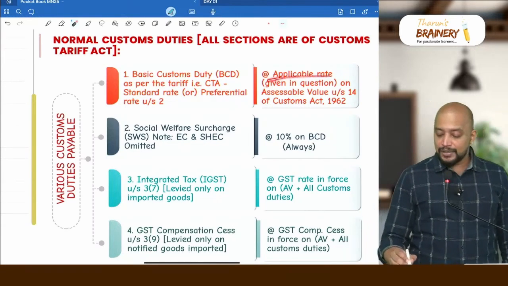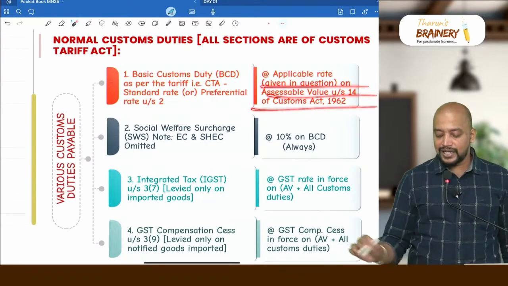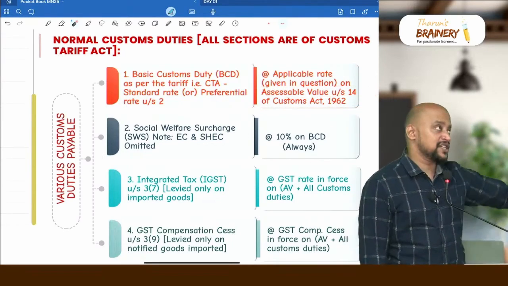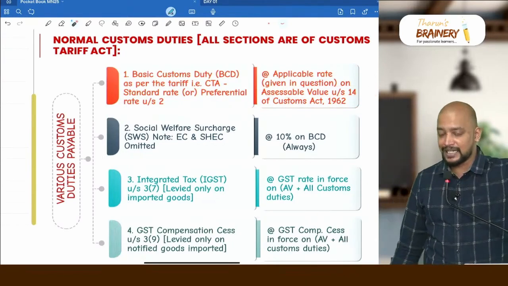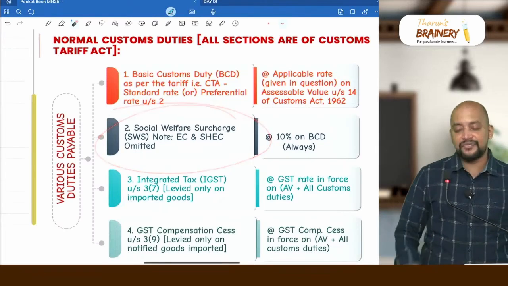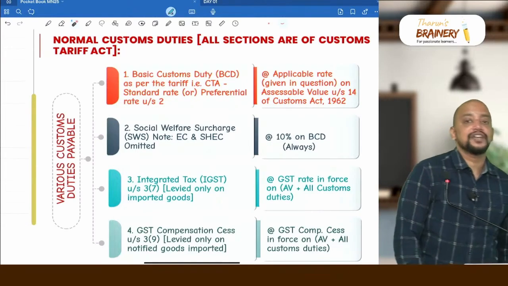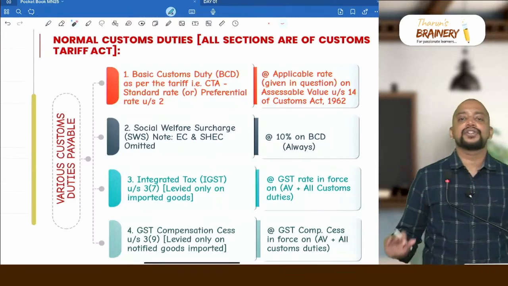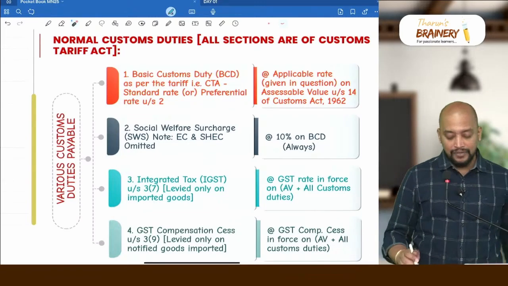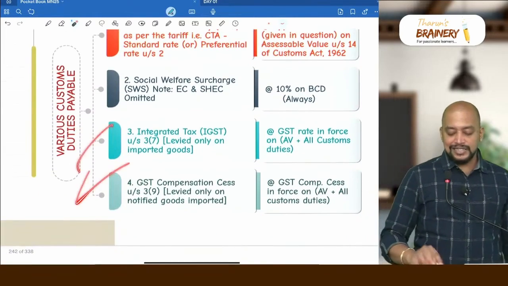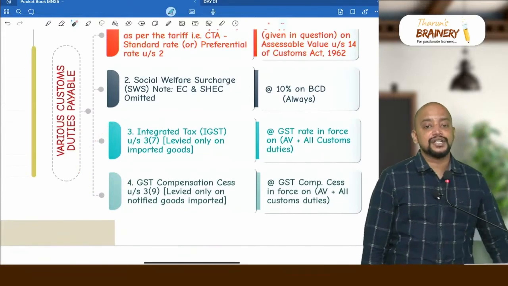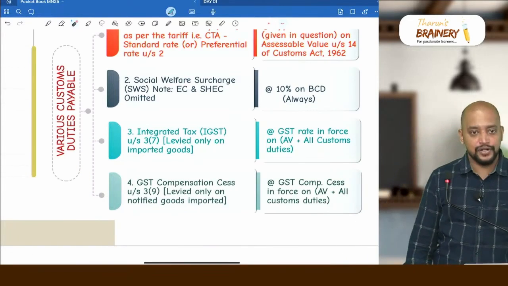And so applicable rate given in the question on assessable value under section 14 of Customs Act. So first we need to determine the value, on that value we need to multiply this rate. Then social welfare surcharge. Always this will be payable at the rate of 10% of basic customs duty, whether it is given in the question or not given in the question, we need to go by this only always. Then IGST and GST compensations, it will be given in the question itself, only when it is given in question you take, otherwise not required.